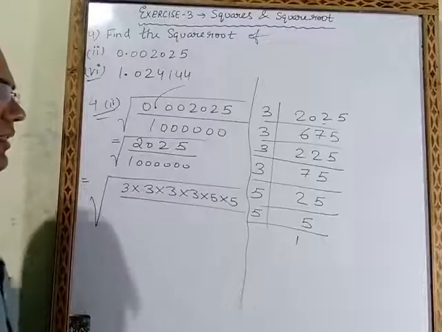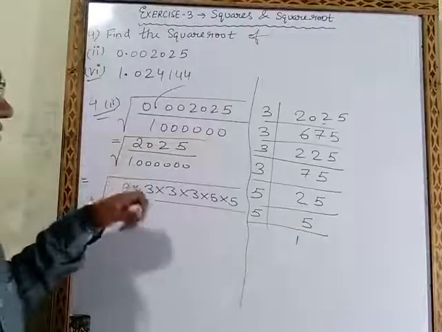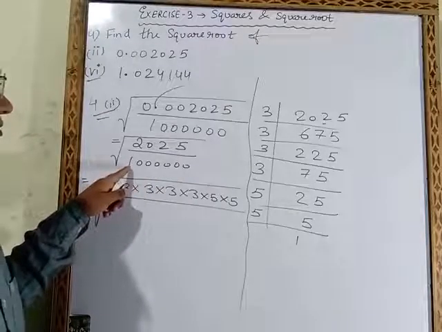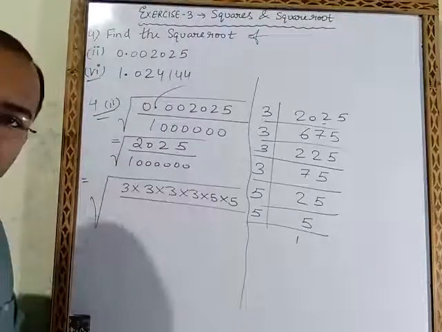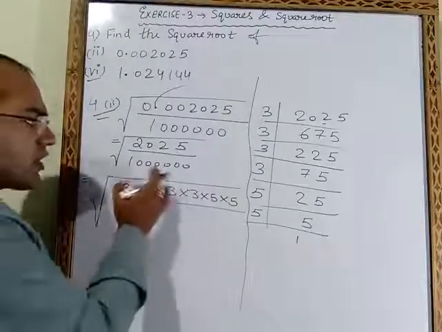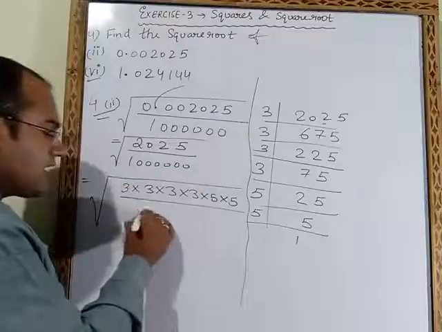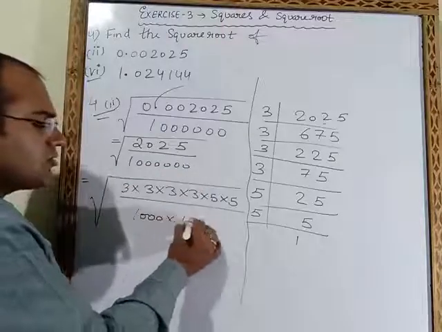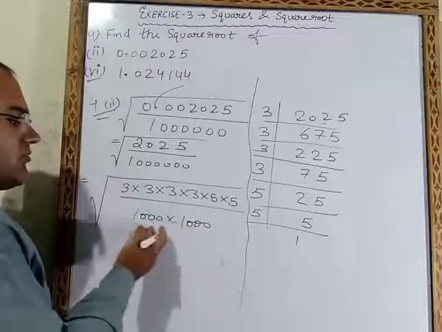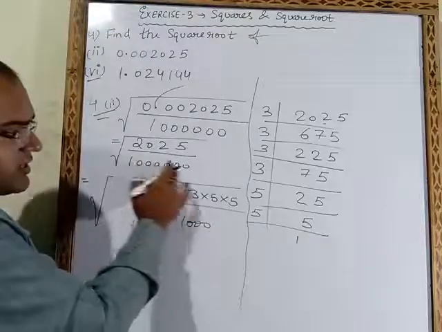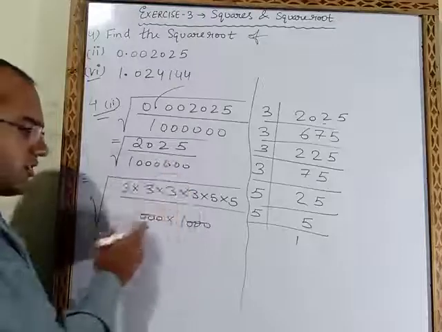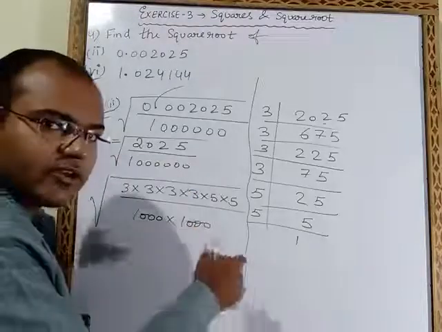Now in the denominator what is coming? 10 lakh is coming. So what you have to do? How many zeros are there? 6 zeros are there. So you can divide it into two parts. We can write like this: 1000 into 1000. When we multiply it, the answer will be this only. So here are 6 zeros. So what we have done? 3 zeros we have taken here and 3 zeros we have taken here.